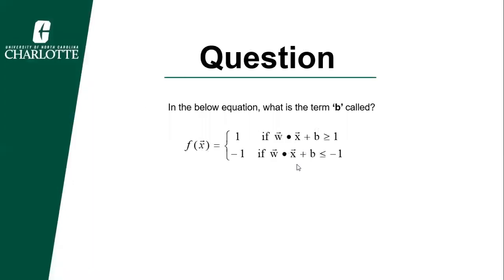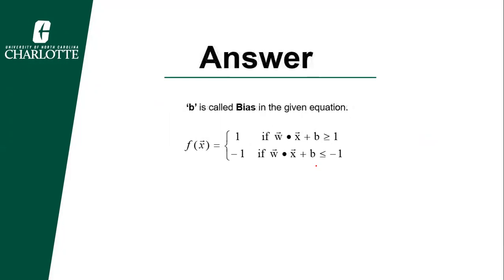Now, here is the question for you. In the below equation, what is the term B called? The answer is, B is called bias in the given equation.